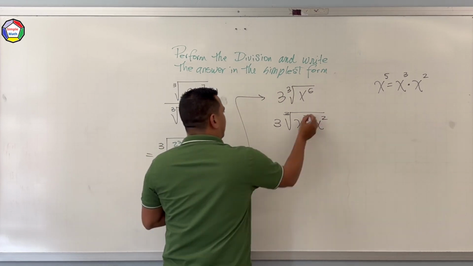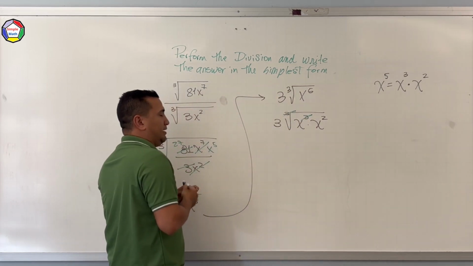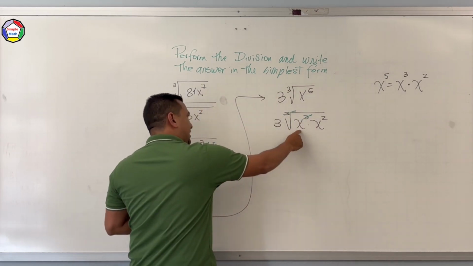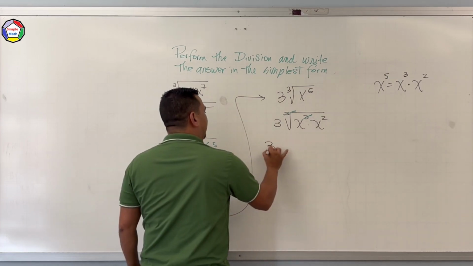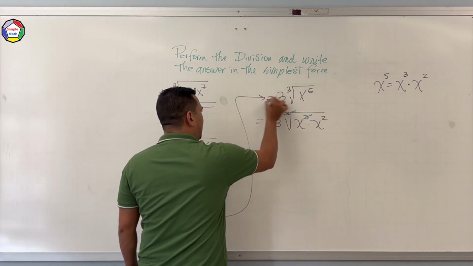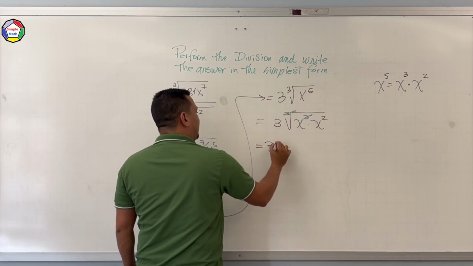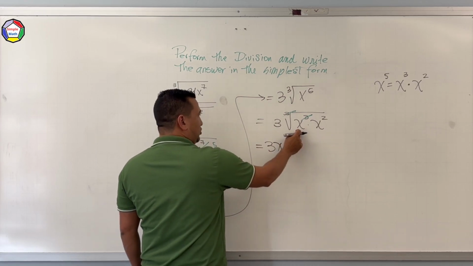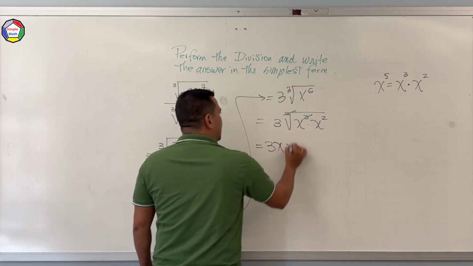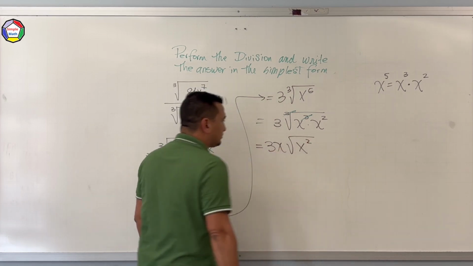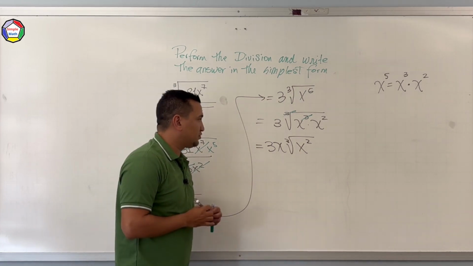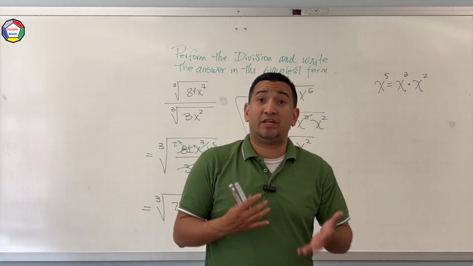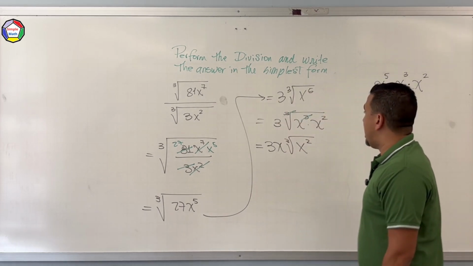And because of the property I mentioned in many videos ago, I can take out the x to the power of 3. So this is equal to 3x, which is the cube root of x to the power of 3, times the cube root of x to the power of 2. This is the final answer, or the answer in the simplest form.